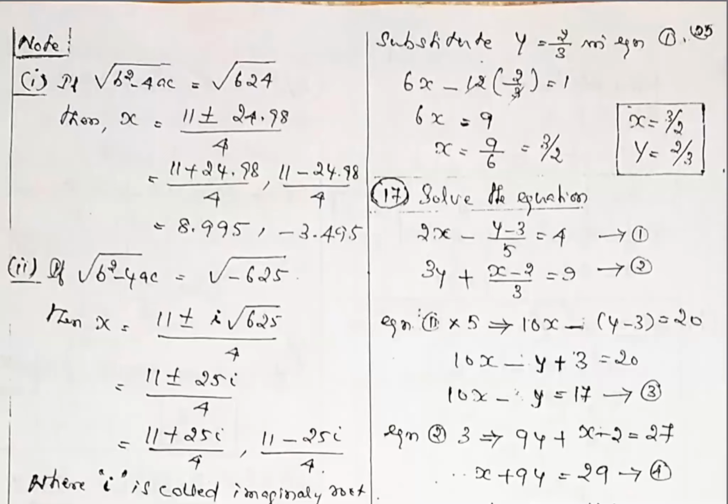If denominators are coming, multiply the whole equation with the denominator. So equation number 1 multiplied by 5, you get 10x minus bracket. Bracket is very, very important. Without the bracket, the answer will go wrong. Within the bracket, y minus 3 is equal to 20. Remove the bracket, simplify it. You will get 10x minus y is equal to 17. Third equation you are getting.